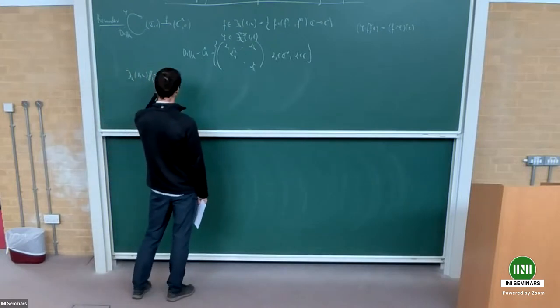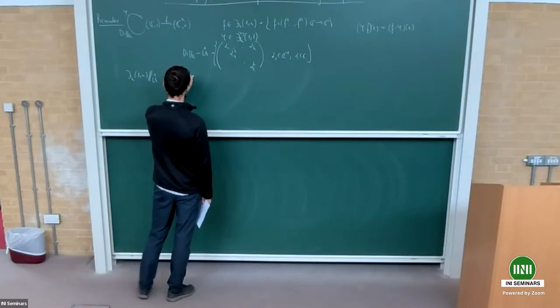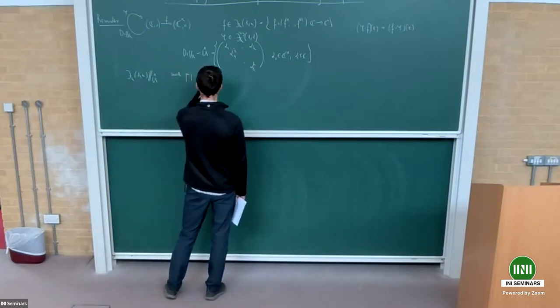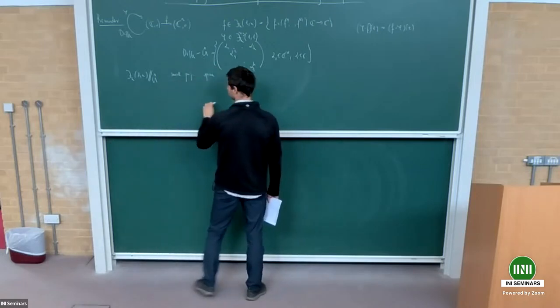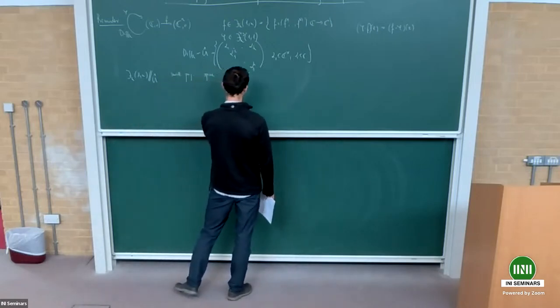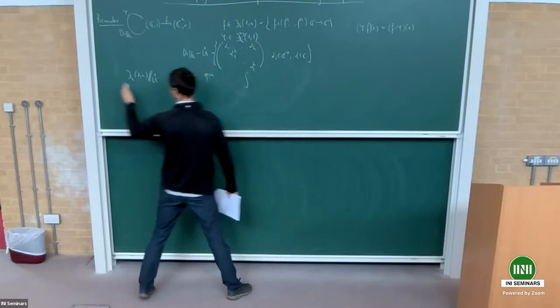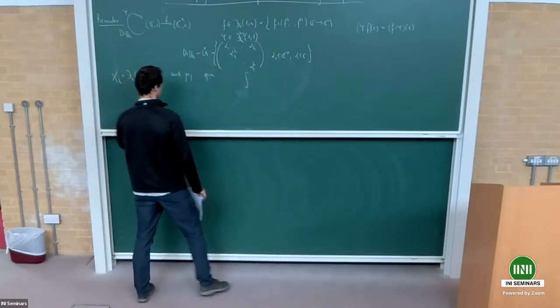This is a smooth projective space, and we are interested in it. I denote this by Xk.